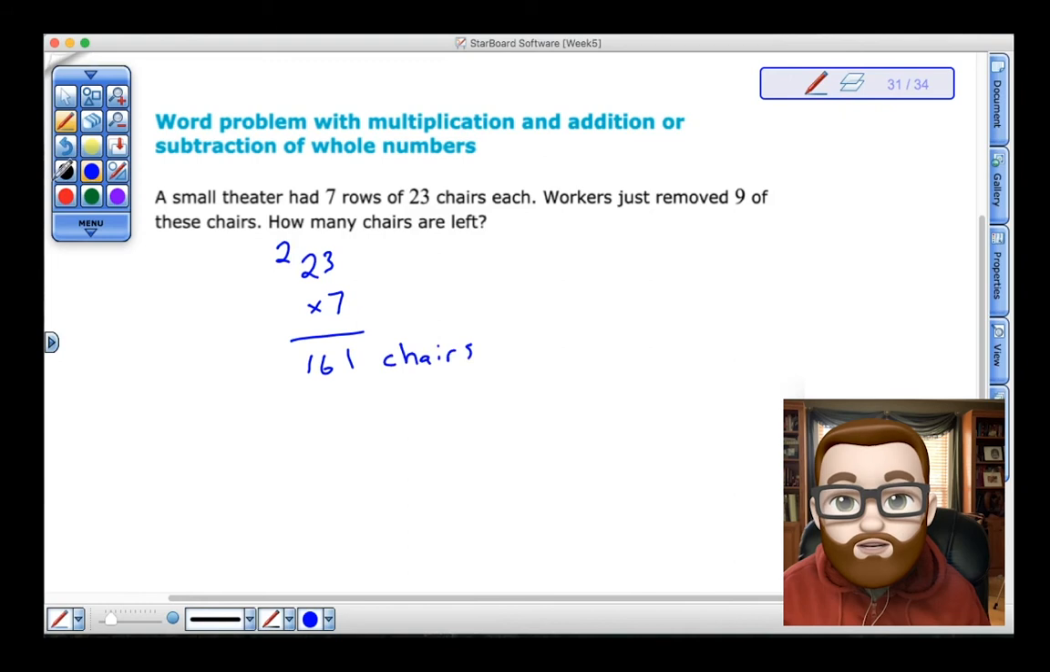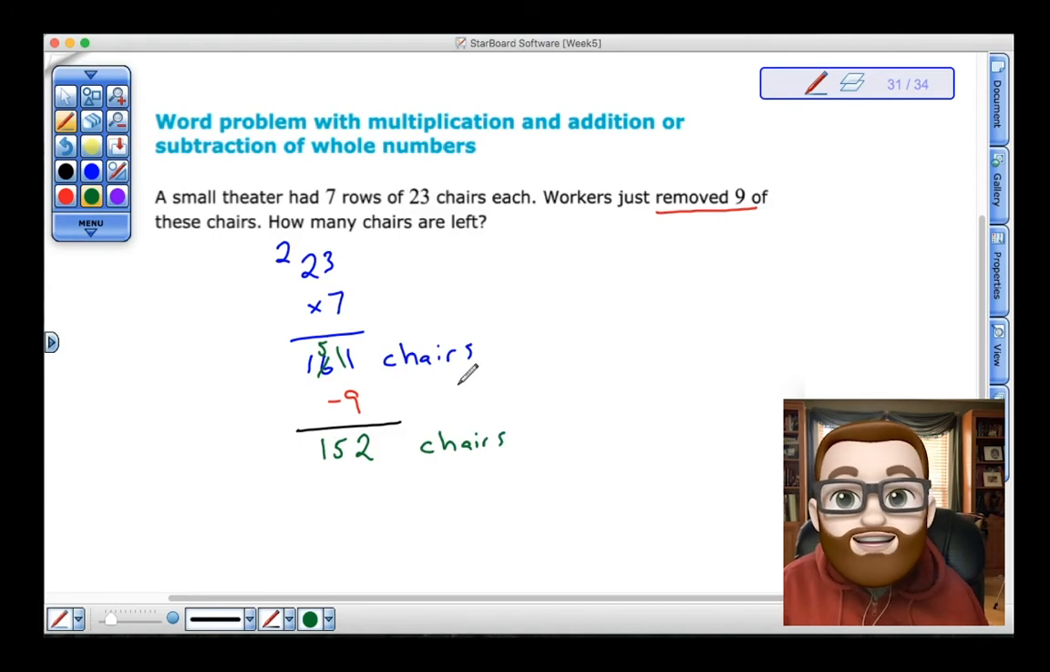However, the workers just removed 9. When we see remove, that means we're taking away. Another word for take away: subtract. So I'm going to subtract 9. And when I do that, 1 minus 9, I can't do that, so I have to borrow from this 6, making this 6 a 5. And this 1 becomes an 11. 11 minus 9 is 2. 5 minus nothing is going to be 5. 1 minus nothing is 1, so we have 152 chairs is what you should have had as an answer.